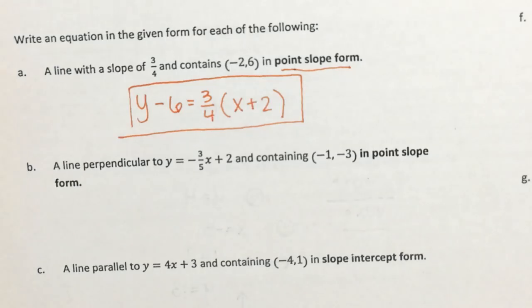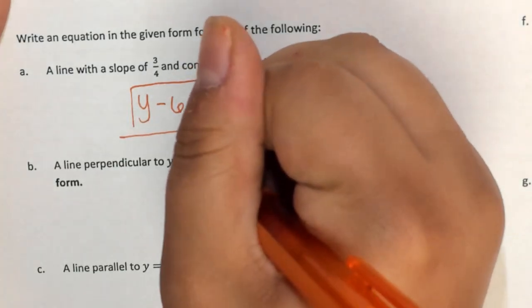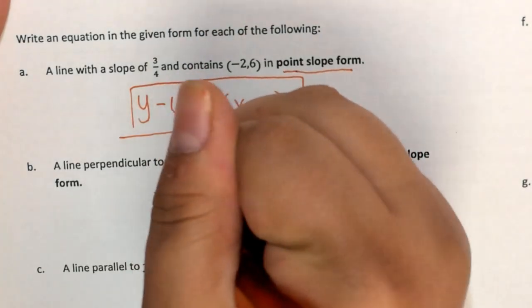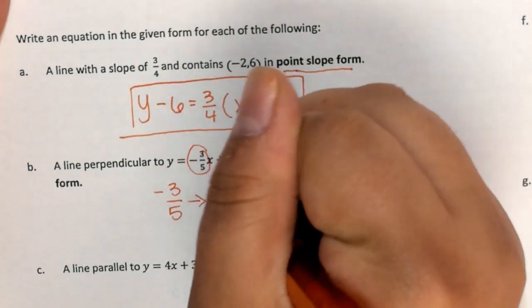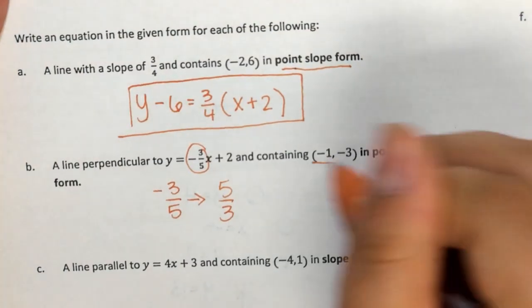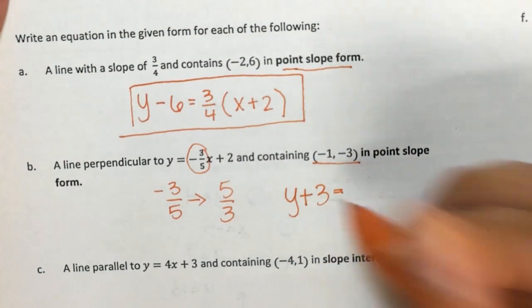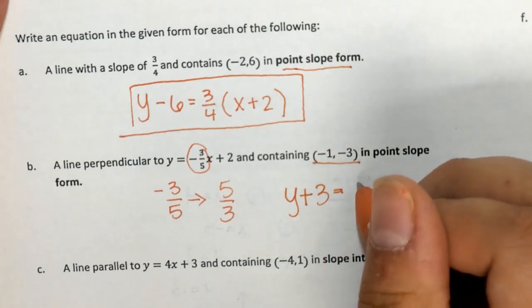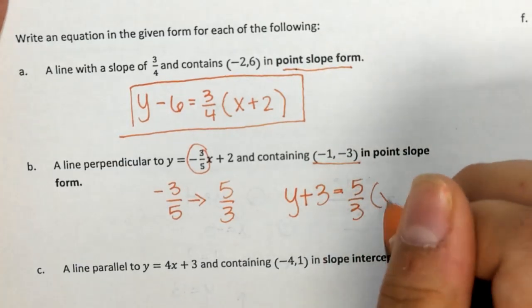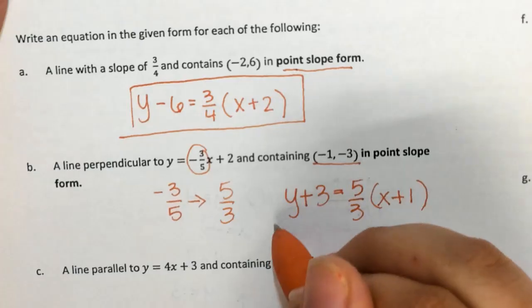Okay. Next, a line perpendicular to y equals negative 3/5 x plus 2, and it has that point in point slope form. So remember, perpendicular, you need to flip and switch. So we are going to flip that to 5/3, and we have our point. Just plug it in. You are going to do the opposite, so it's negative 3, so you put positive 3. 5/3x, it's negative 1, so you put positive 1.